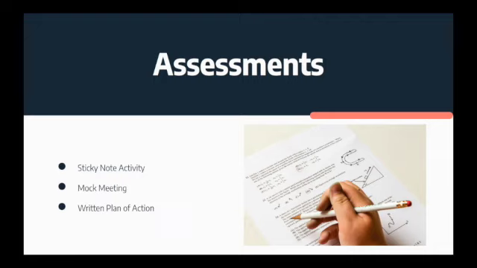The managers will put their answers in the corresponding column, and the trainer will read them aloud. As a group, they will discuss the answers. The sticky note activity will be assessed using a holistic rubric.